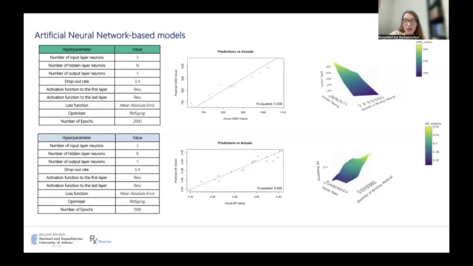For artificial neural networks, a multi-layer perceptron architecture was applied, with hyperparameter optimization achieved through a combination of grid search, k-fold cross-validation, and early stopping techniques. The final models tested against the original RSM showed higher R-squared values than both RSM and random forest models. Response surfaces for these optimized artificial neural network models were also plotted.